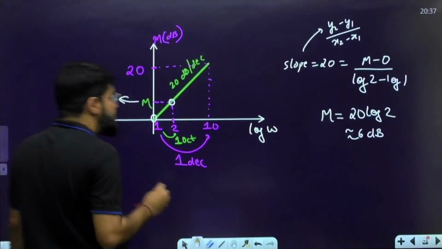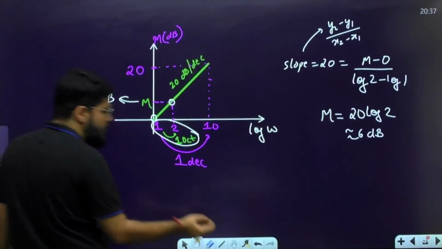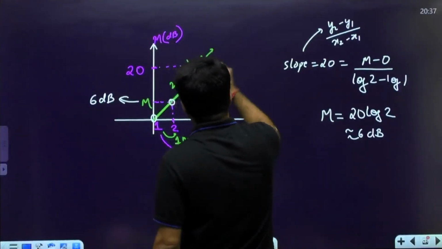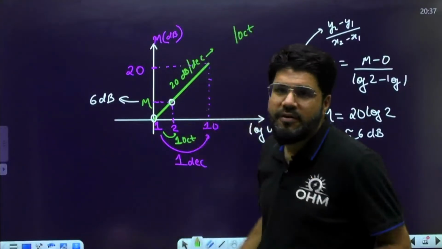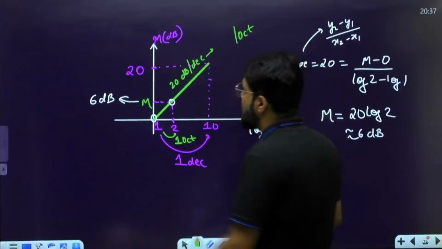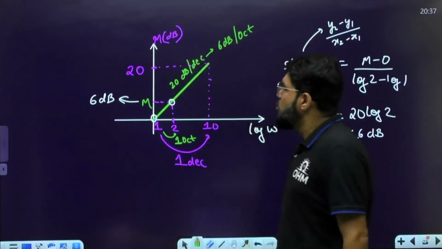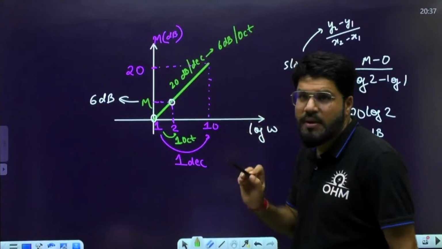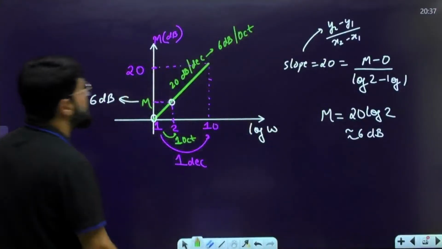That means whenever the frequency changes by 1 octave, the magnitude changes by 6 dB. So for this slope of 20 decibel per decade, in terms of octave, per 1 octave how much is the magnitude change? 6 dB. A slope of 20 decibel per decade is equivalent to 6 decibel per octave. Remember this.